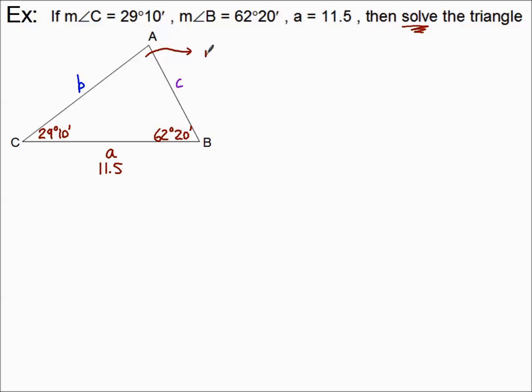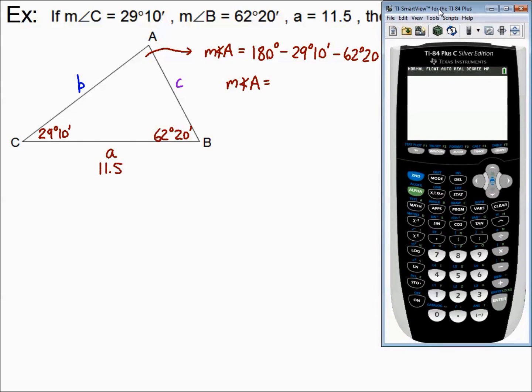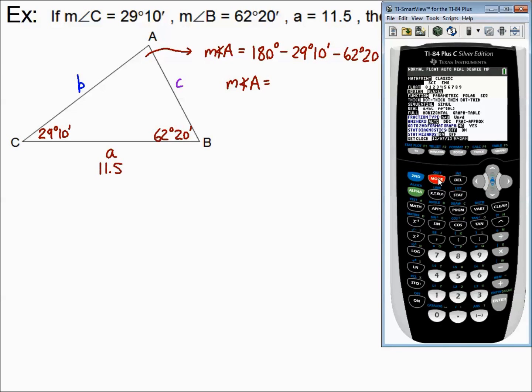I know that in any triangle, all three angles add up to 180 degrees. So if I take 180 degrees and start subtracting the two angles that I do know, 29 degrees 10 minutes and 62 degrees 20 minutes, then I will have the measure of angle A. So the measure of angle A is going to be equal to that. Let's pull up our calculator. Make sure that you are in degree mode. I am in degree mode, so I can begin this process.